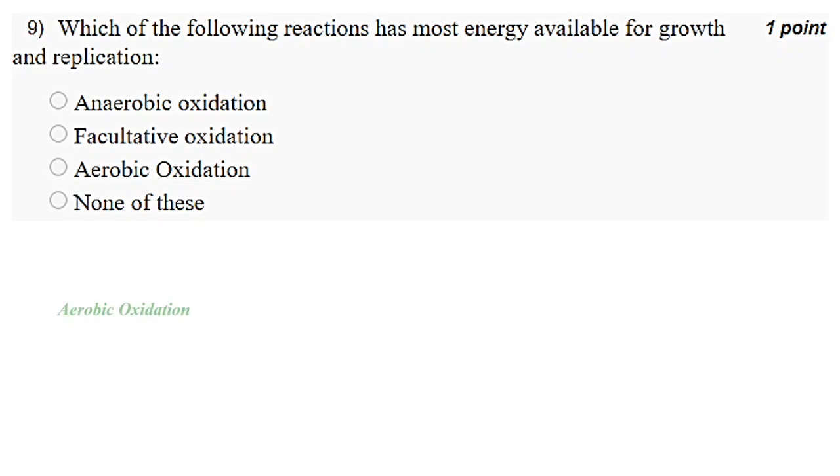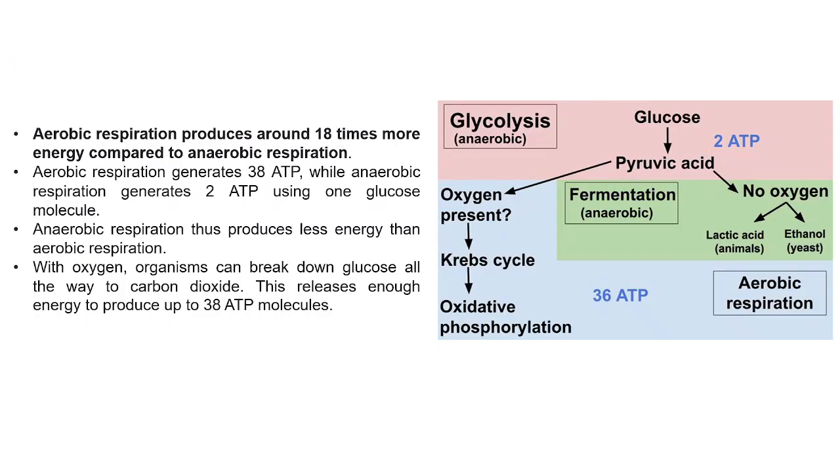Okay, I'll explain. So yes, you're right. It's aerobic oxidation, and that's because aerobic oxidation actually produces 18 times more energy compared to the anaerobic process. Because in the aerobic you have the glycolysis, then you move on to the Krebs cycle, then you go to the oxidative phosphorylation. So all combined it generates 38 ATP, while anaerobic only generates 2 ATP using only 1 glucose molecule. So anaerobic very definitely produces much less energy than the aerobic respiration.